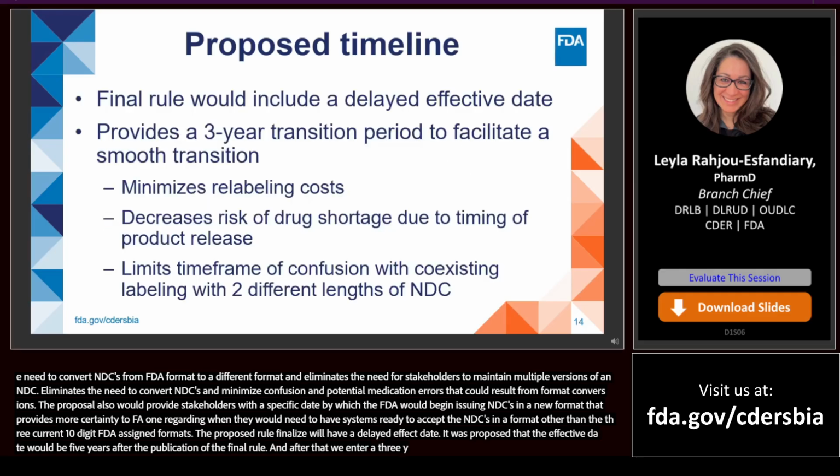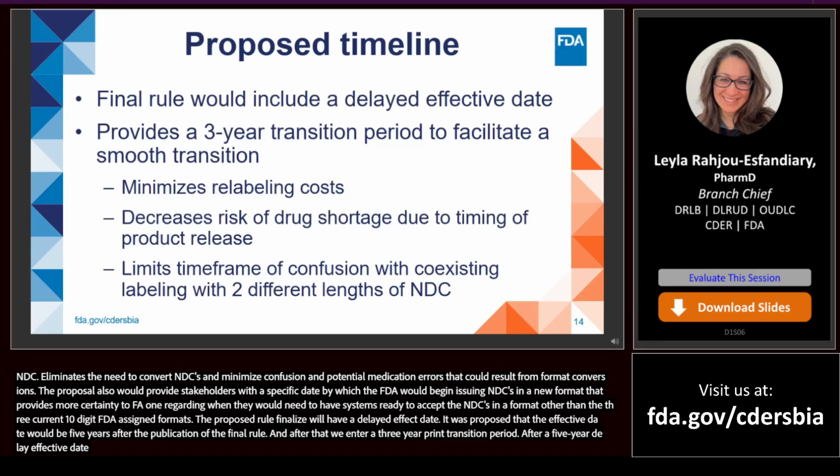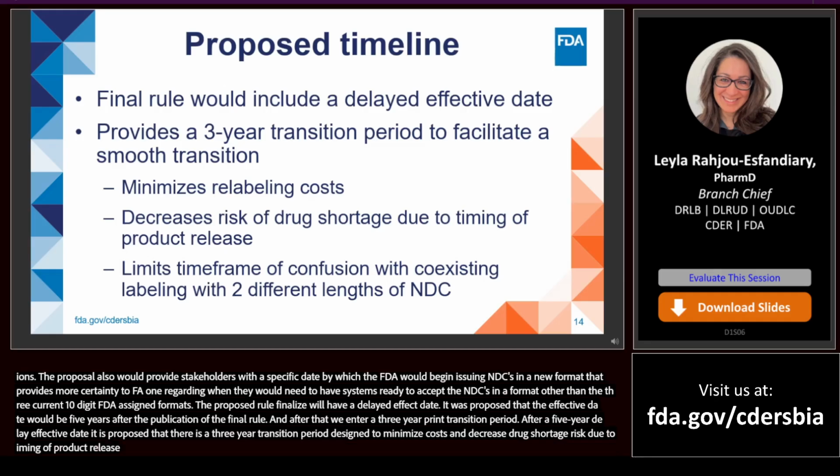So after a 5-year delayed effective date, it is proposed that there is a 3-year transition period, and it is designed to minimize relabeling costs and decrease drug shortage risks due to timing of product release, and also limit the time frame that may cause confusion with coexisting labeling with 2 different lengths of NDC.